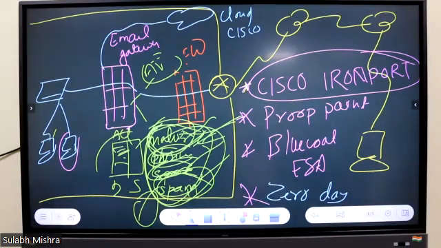Sir, what is the difference between email gateway and SMTP, Simple Mail Transfer Protocol? SMTP is a protocol, an application layer protocol which brings the emails. Email gateway is the filtering device; SMTP is the protocol.